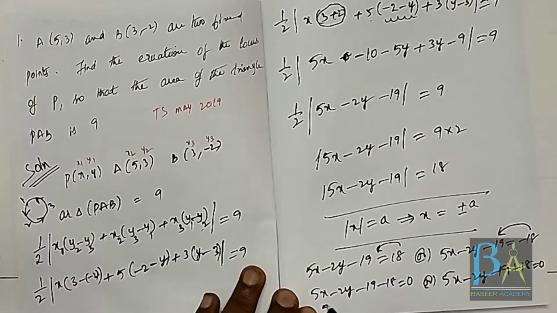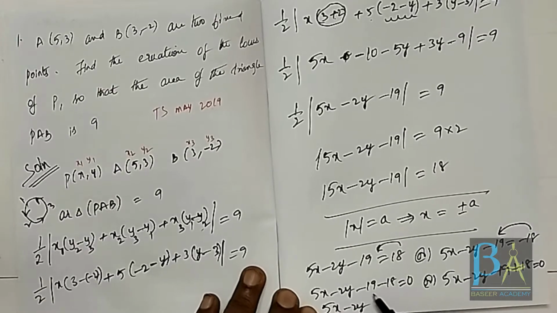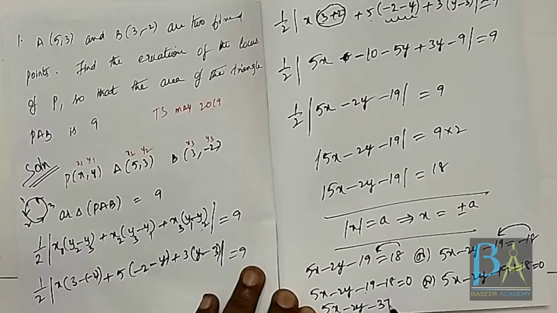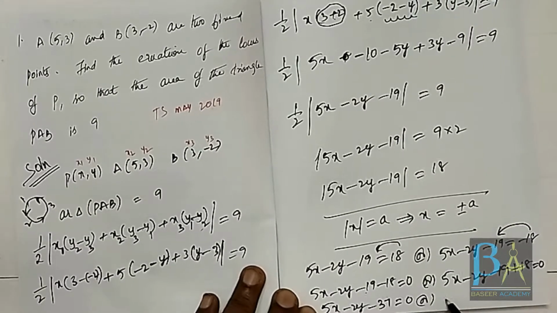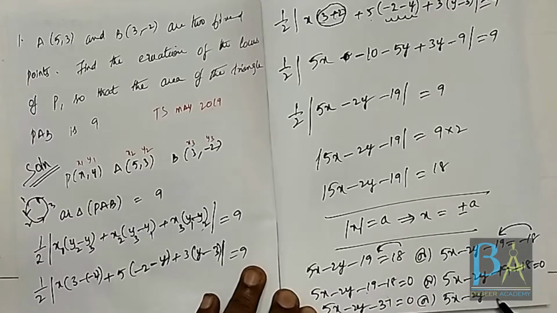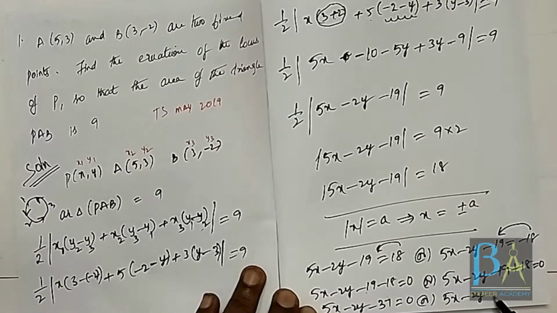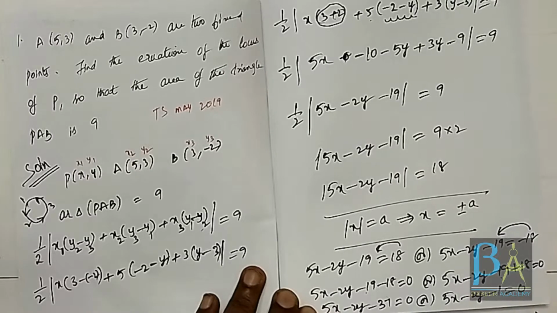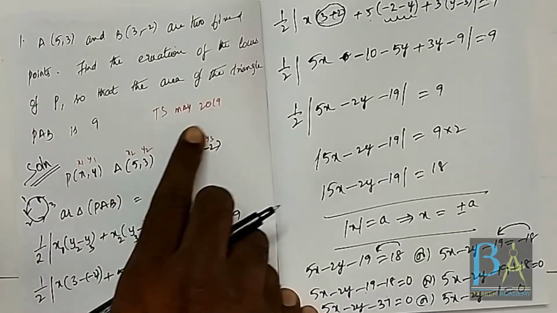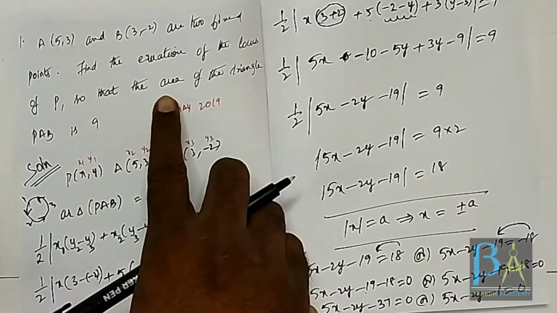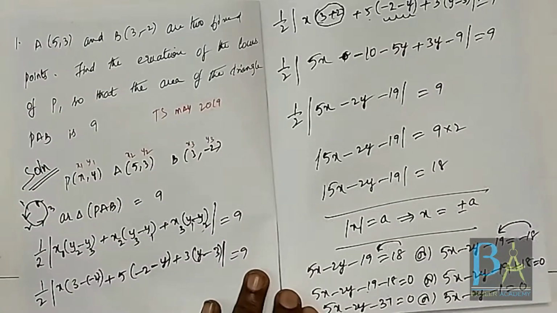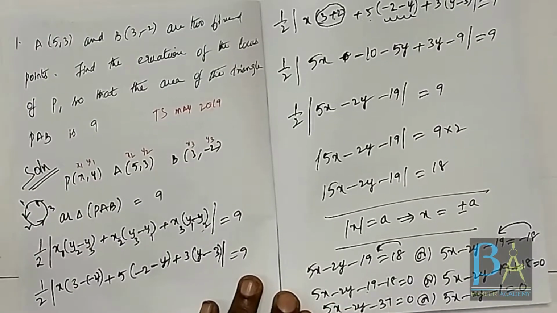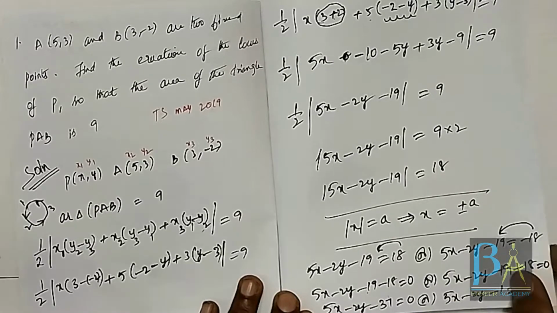So what are we left with? 5x minus 2y minus 19 minus 18, that gives us minus 37, isn't it? And then 5x minus 2y minus 19 plus 18, that gives us minus 1. So what would be the locus of the point P, so that the area of the triangle PAB is 9? The locus is going to be this into this is equal to 0.